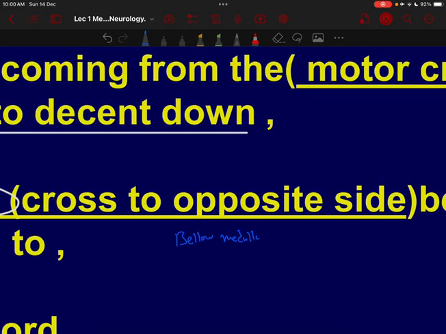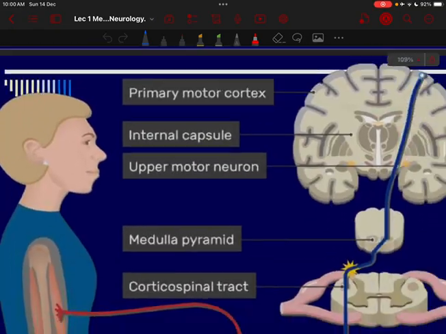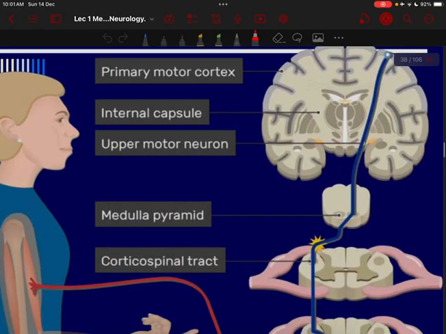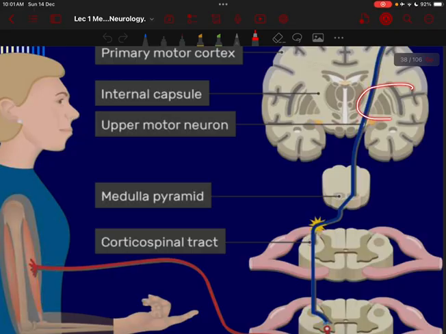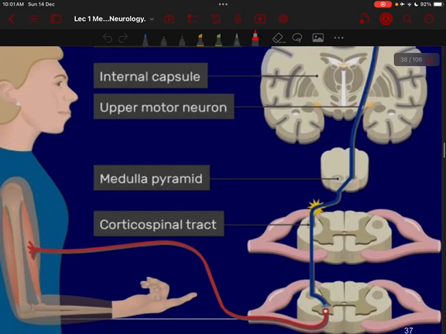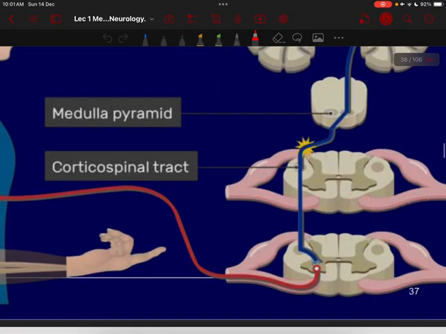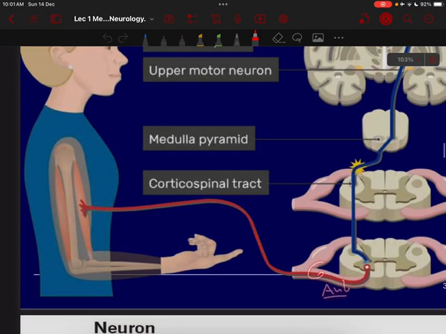This is the motor area. This is the corticospinal tract. This is the internal capsule. It goes down, brainstem, and medulla. Below the medulla, cross to the opposite side, go to the spinal cord, to the anterior horn cell. And from the anterior horn cell, we have the root, nerve, muscle.